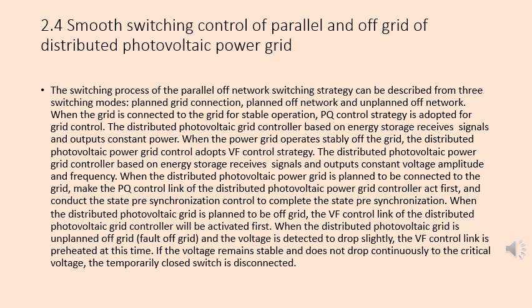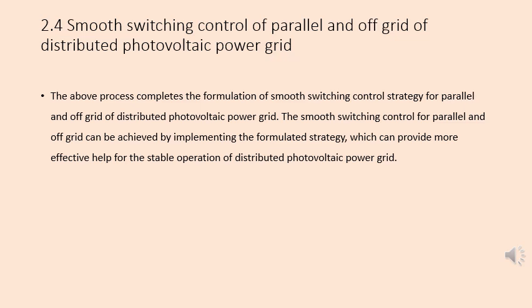When the distributed photovoltaic power grid is planned to be connected to the grid, the PQ control link of the distributed photovoltaic power grid controller acts first, and conducts the state pre-synchronization control to complete the state pre-synchronization. When the distributed photovoltaic grid is planned to be off-grid, the VF control link of the controller will be activated first. When the distributed photovoltaic grid goes unplanned off-grid due to a fault and the voltage is detected to drop slightly, the VF control link is preheated at this time. If the voltage remains stable and does not drop continuously to the critical voltage, the temporarily closed switch is disconnected. The above process completes the formulation of the smooth switching control strategy for parallel and off-grid operation of the distributed photovoltaic power grid.